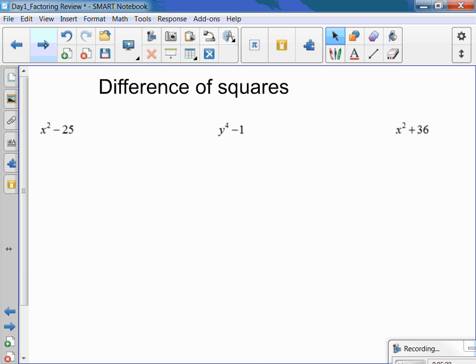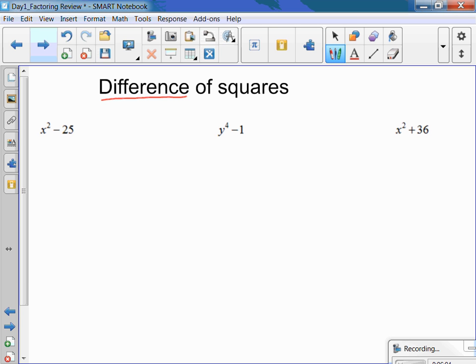The difference of squares. x squared minus 25. Is that a difference of squares? Yes. Name, please. Jacob. Well, because the 25 is something. So what does difference mean, folks? Subtraction.